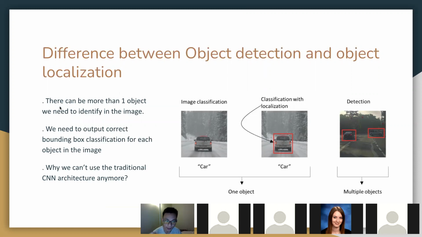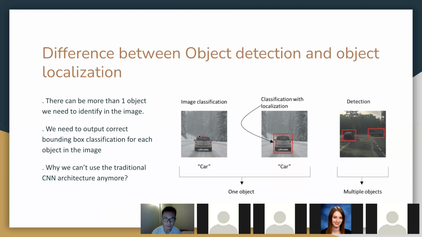And think about it. Why can't we use the traditional CNN architecture anymore? Before, for localization, we could just add an extra output that outputs coordinates. But why can't we do the same thing here anymore? Think about it for a couple of seconds.